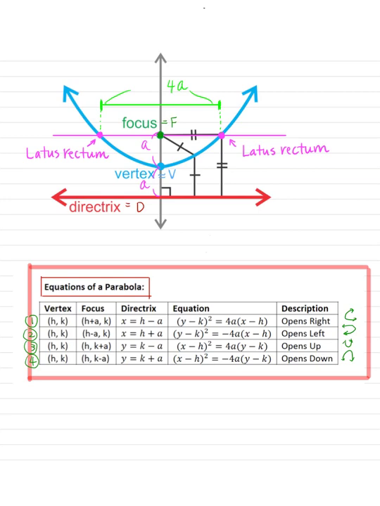Now you're probably sitting there going, oh my gosh, how am I going to memorize all those formulas? Don't, because I'm going to give you that formula sheet when you take your exams. So take a deep breath and let's just start doing some examples.